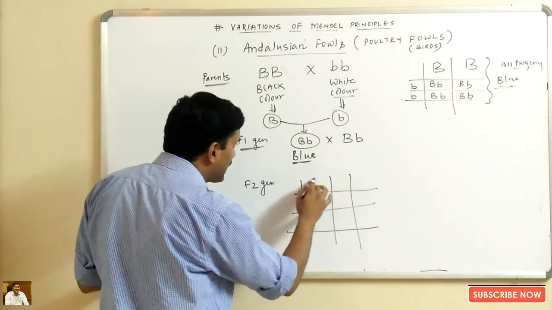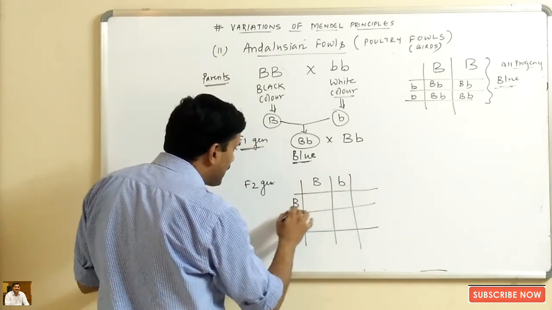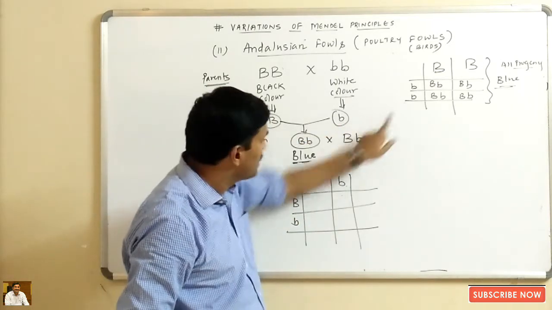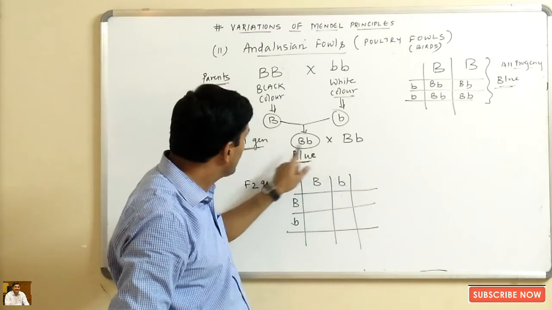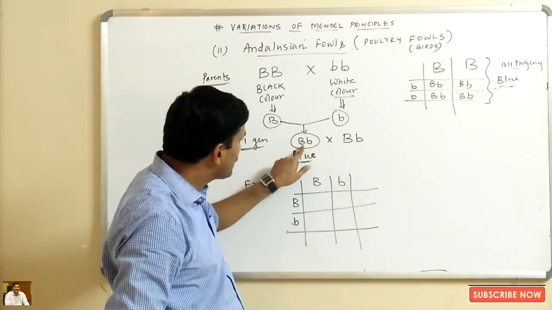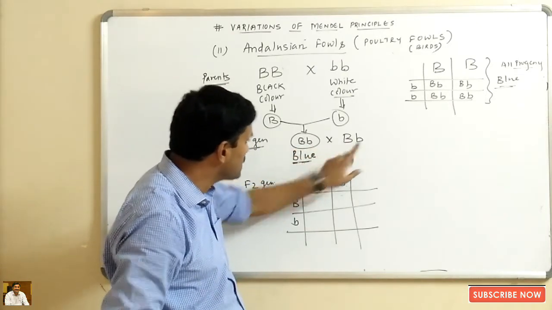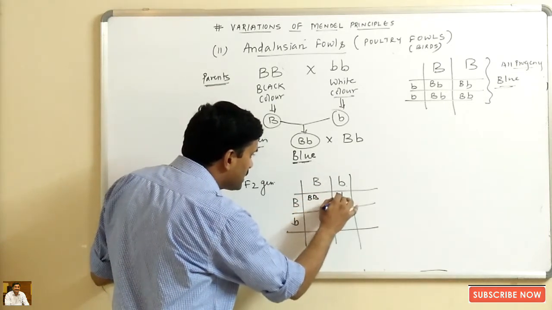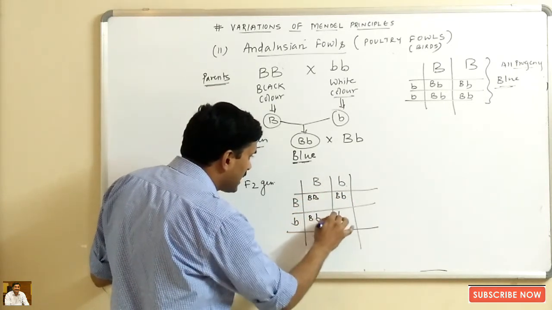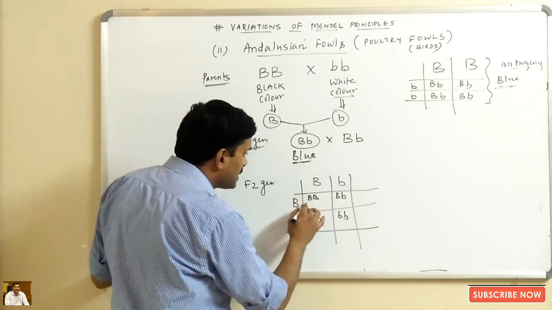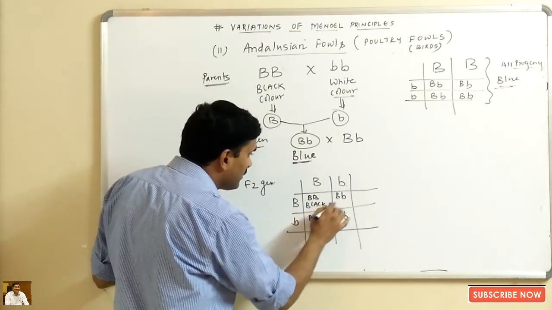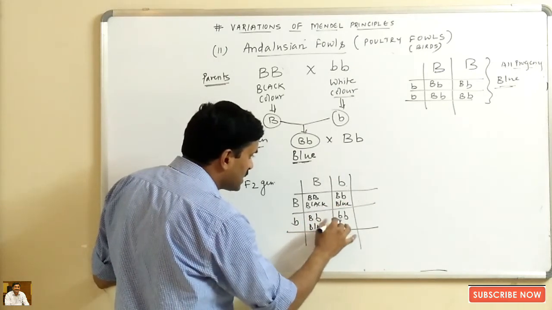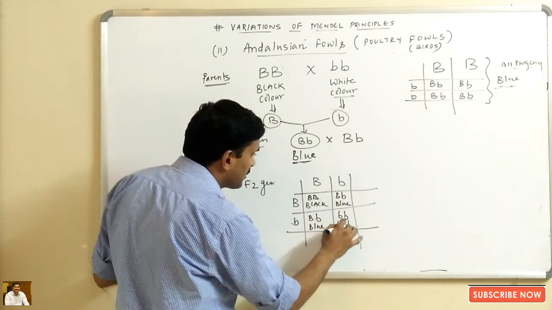See here, capital B small b and capital B small b. Here the parents were crossed, and here we have selfed it. We have interbred capital B small b with capital B small b. So you can see here capital B capital B, capital B small b, capital B small b, and small b small b. This was a black color progeny, this was a blue color progeny, this was a blue color progeny, and this was a white color progeny.